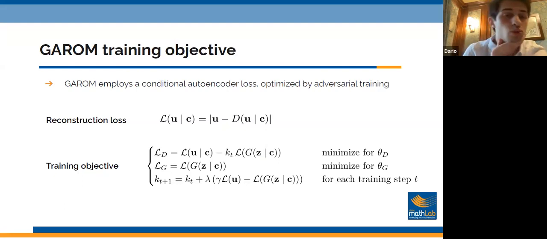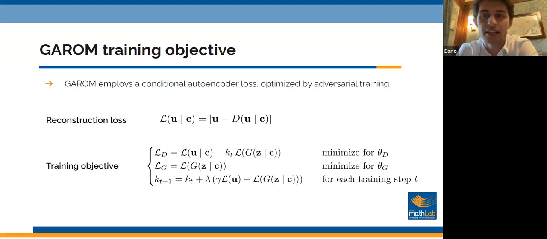And now I just want to say how we actually optimize the model. As I said, we optimize the pixel-wise reconstruction loss as BEGAN, which is defined in the following way. If you get a random variable U, the reconstruction loss of U given the conditioning random variable C is given as the absolute value of the difference between U and how the discriminator reproduces this U. And the GAN training objective can now be derived from the Wasserstein distance between the two losses.